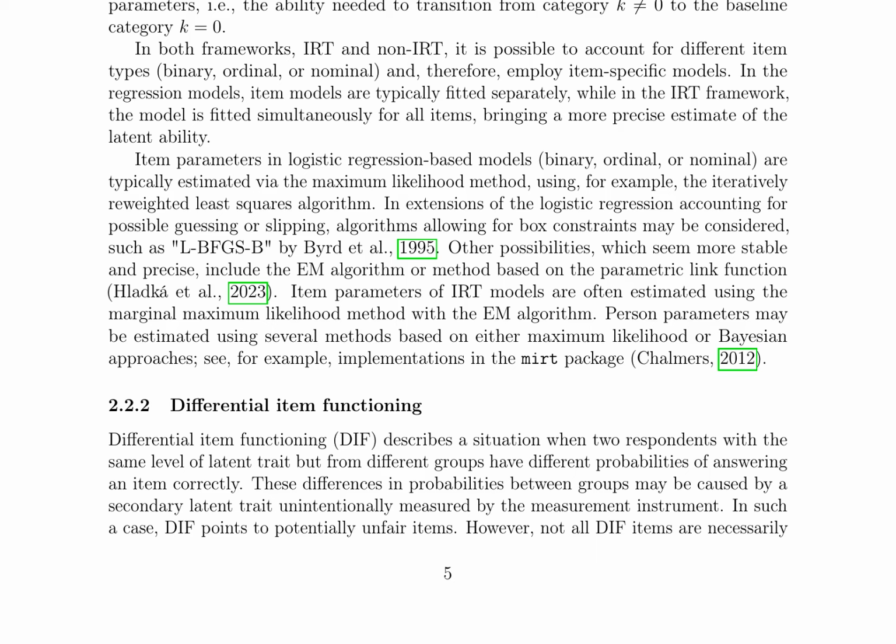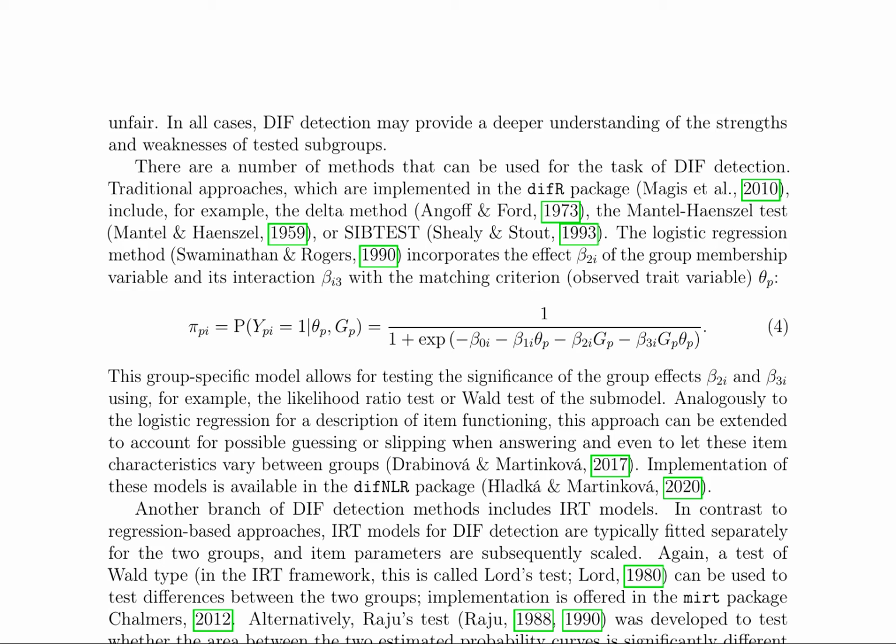Traditional approaches include the delta method, the Mantel-Haenszel test, and SIBTEST. Logistic regression methods can also be used, incorporating the effect of group membership variable and its interaction with the matching criterion.